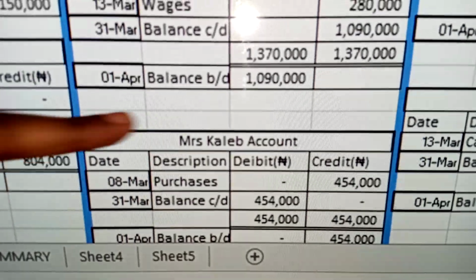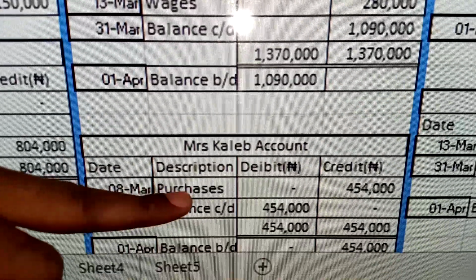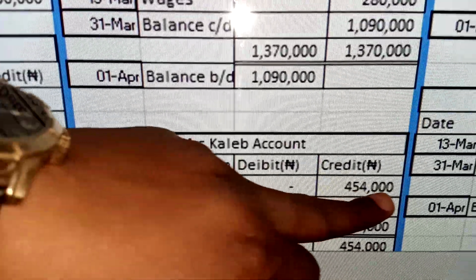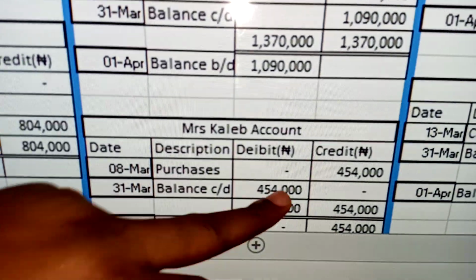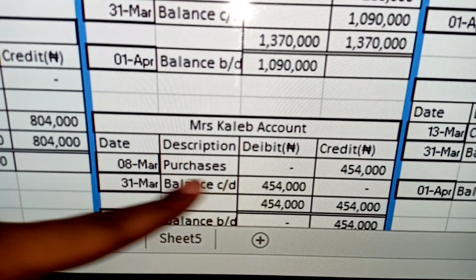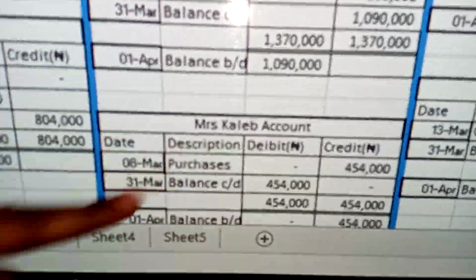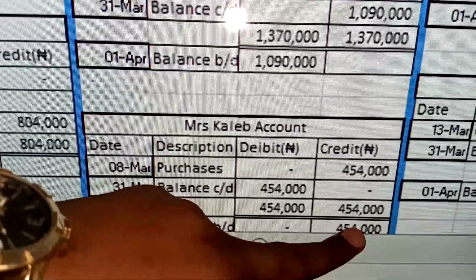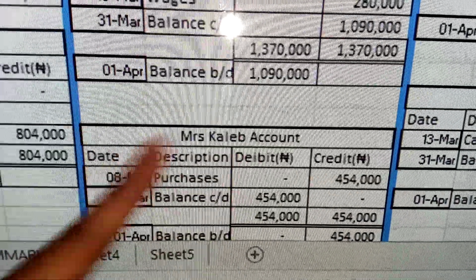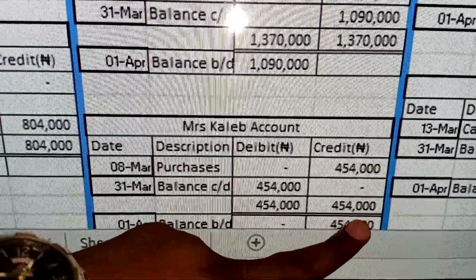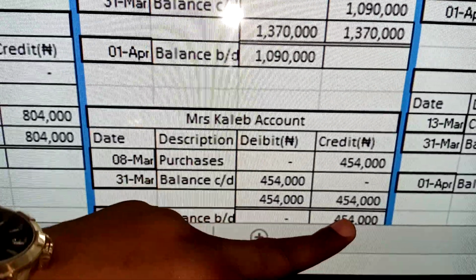The next one, we have Mrs. Caleb's ledger. So let's balance up. There's just one item here, which is purchases. We have 454,000 on the credit side. So the credit side is higher than the debit side by 454,000. That's the balance carried down you're having here. So this balance carried down becomes balance brought down here. Remember I told you, if your balance carried down is in your debit side, it becomes a balance brought down in the credit side. So by virtue of that, Mrs. Caleb's account has a credit balance.